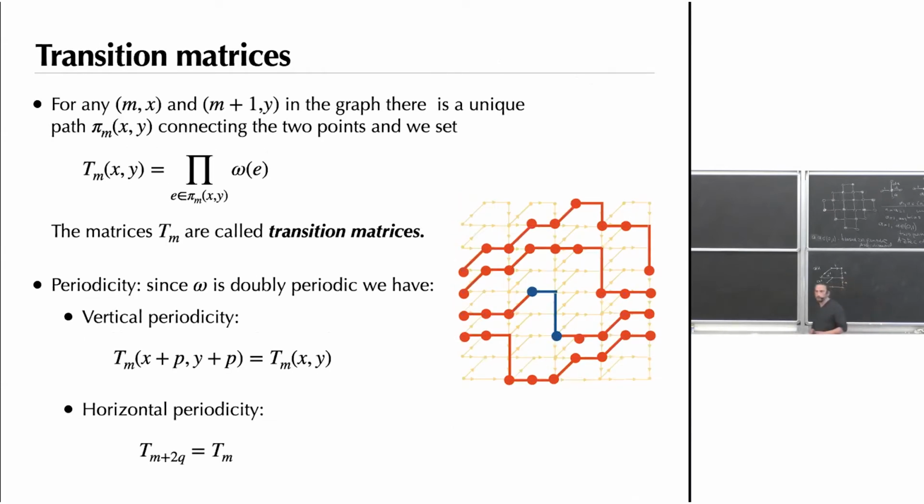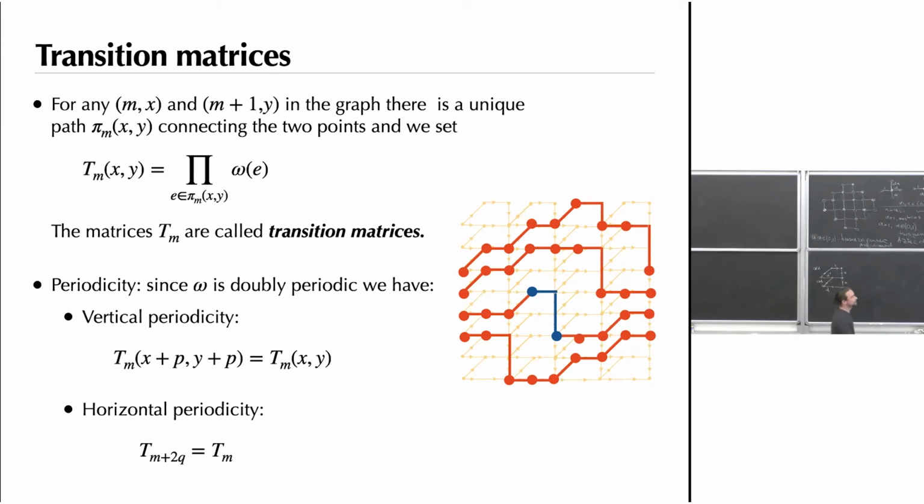Now what I'm going to do, and this is the first important step, is introduce transition matrices, and this will actually help me. These will be very important. So the transition matrices are defined as going from one section to the next, T_m. They're just the product of all the weights that you get from going from this point to that point, right? There is a unique path for each two points that connects them, and then I just take the product of those weights here.